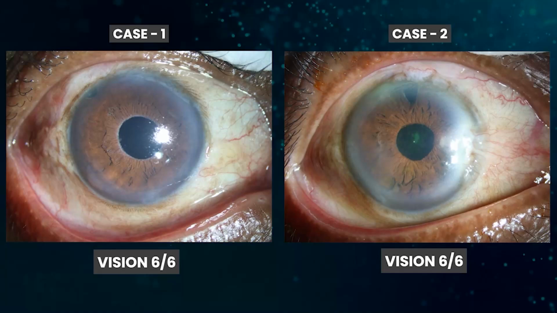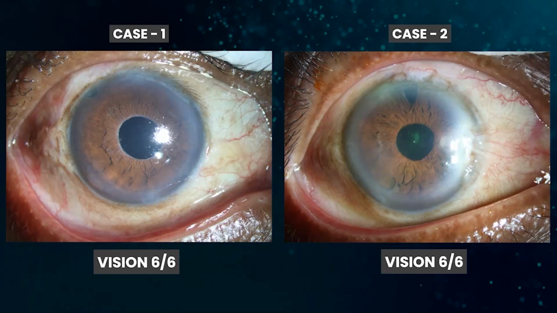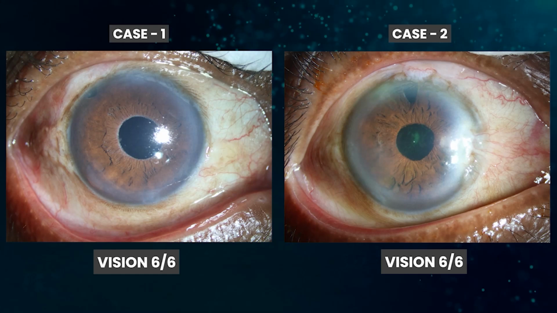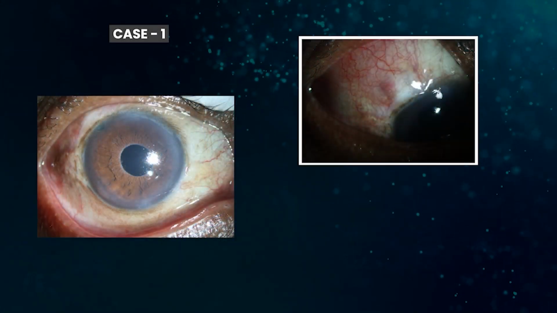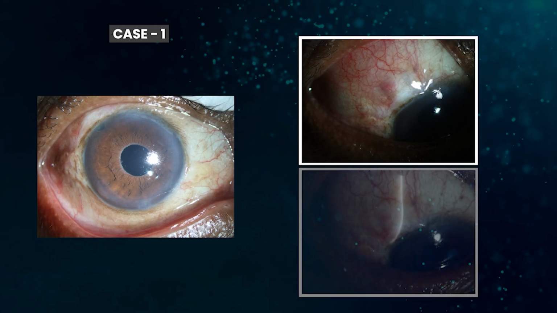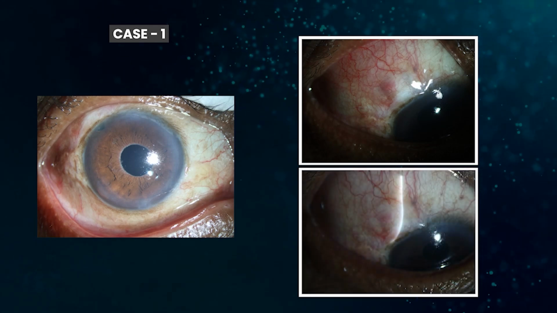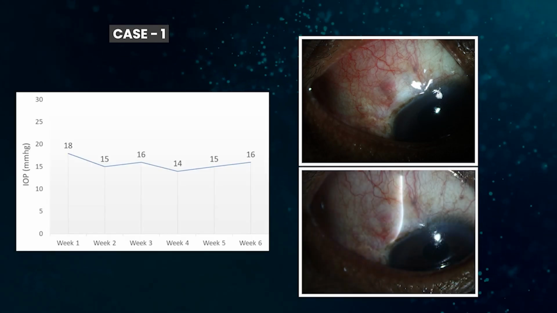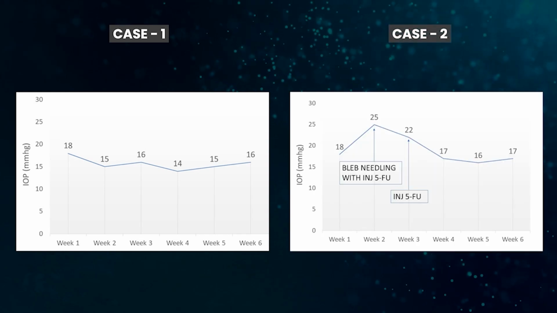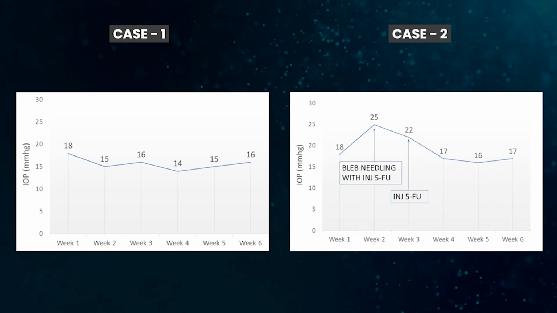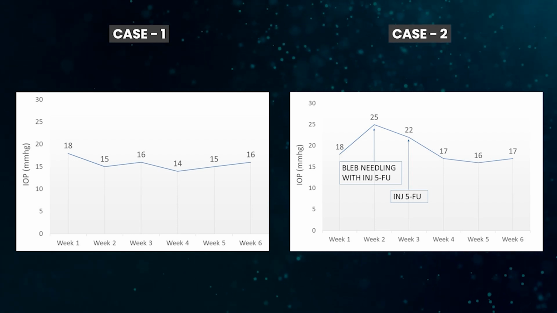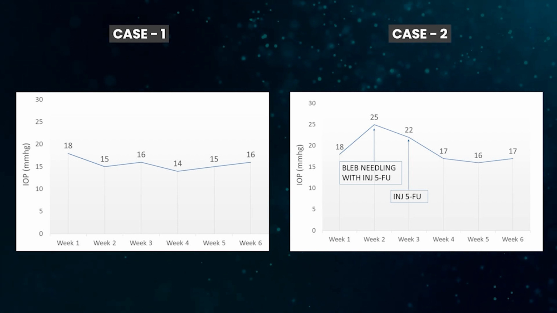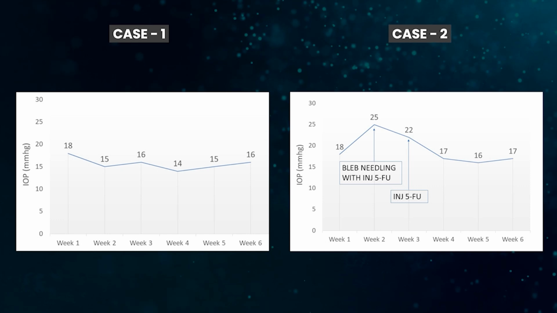On the first post-operative day, although both these eyes had a vision of 6 by 6, the stories of their blebs was quite different. The first case had a mild increase in bleb vascularity, which resolved with intensive topical steroid application for 2 weeks, and the IOP was maintained. In contrast, the second case had increased post-op inflammation and a secondary rise in IOP. This required bleb needling and 5-FU injections for IOP control.